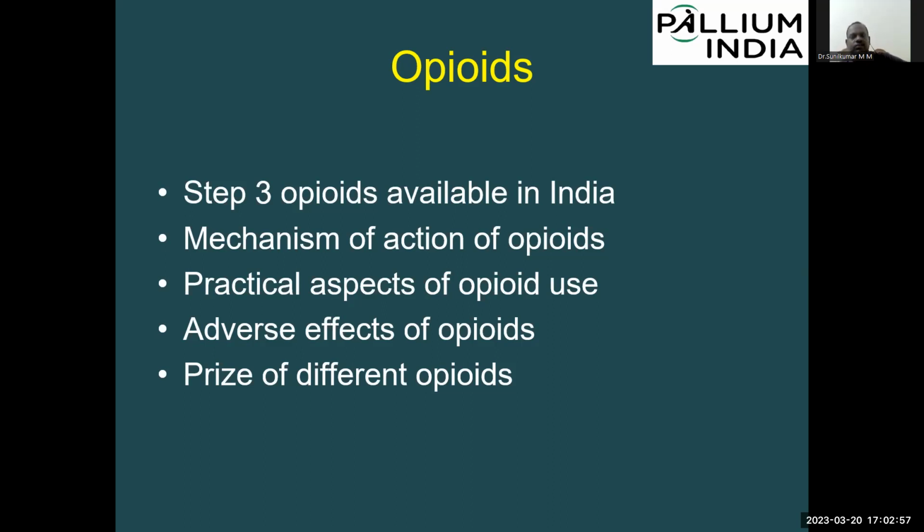Then it is also important to understand the price of different opioids, because if you prescribe an opioid which is costly, the poor person may not take it, because they do not have money to buy it. And this is one of the commonest reasons for unsatisfactory symptom control. So it is also our duty to understand the pharmacoeconomics, so we can prescribe in a better way.